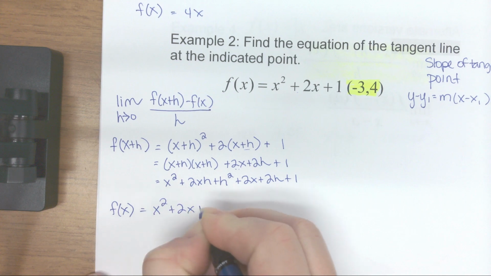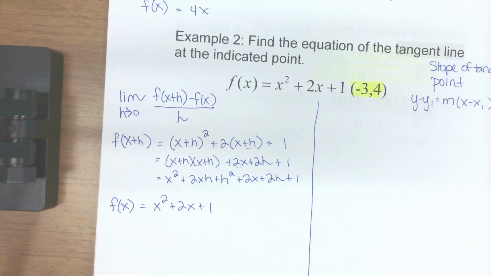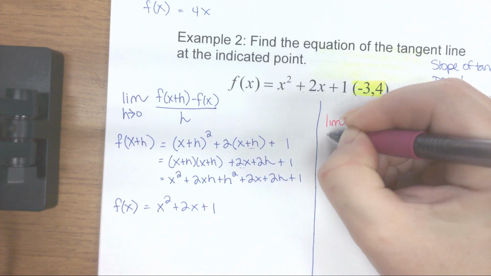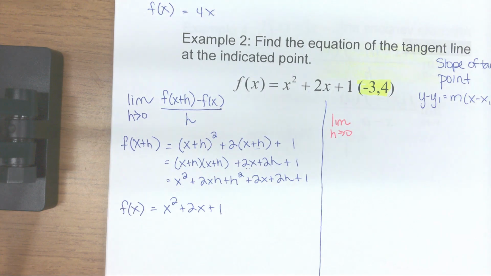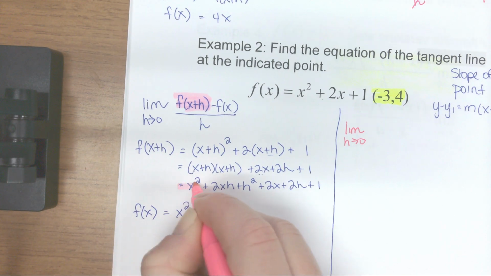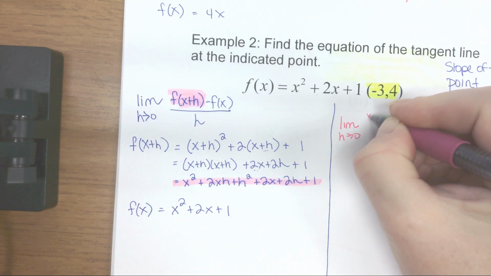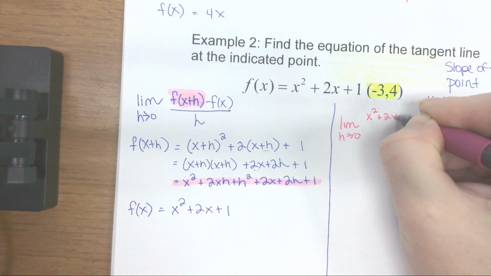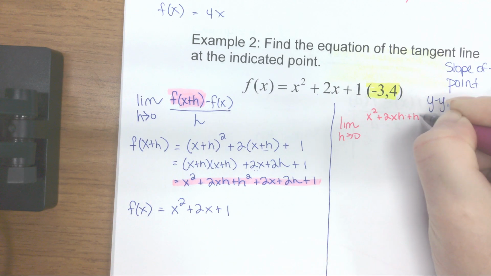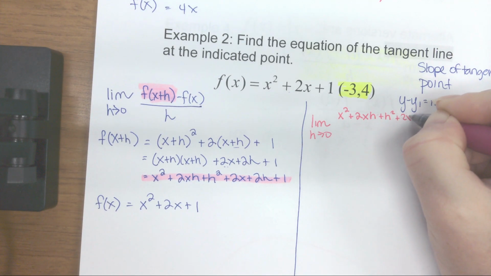Okay, let's begin. We're going to do our work over here. All right, so I'll try to go slow. The limit as h goes to 0. For f of x plus h, I'm going to put that whole thing down. So it's x squared plus 2xh plus h squared, I want to leave enough room, plus 2x plus 2h plus 1.